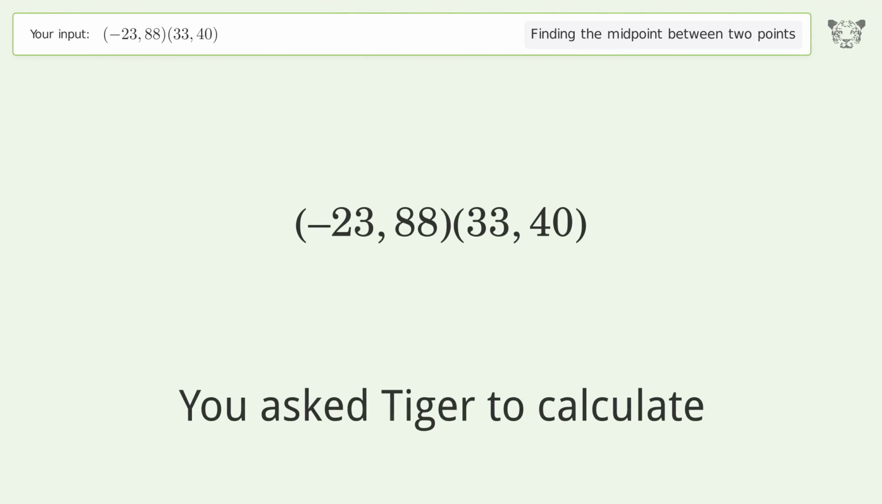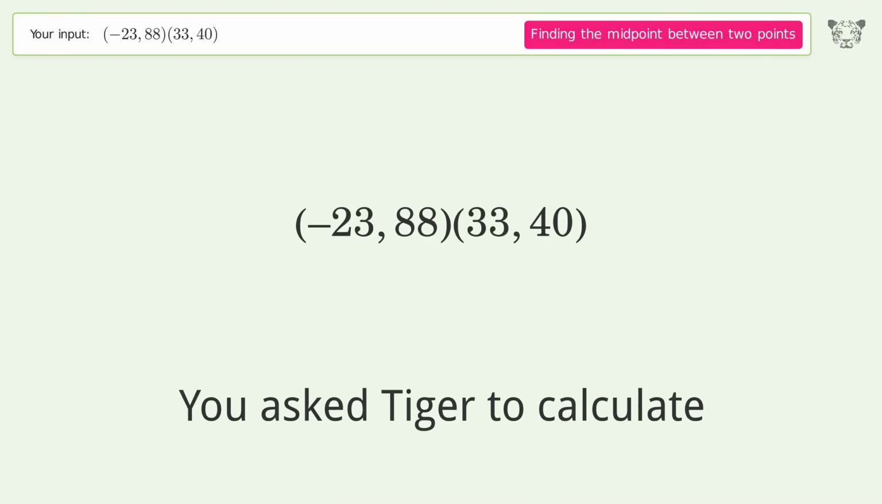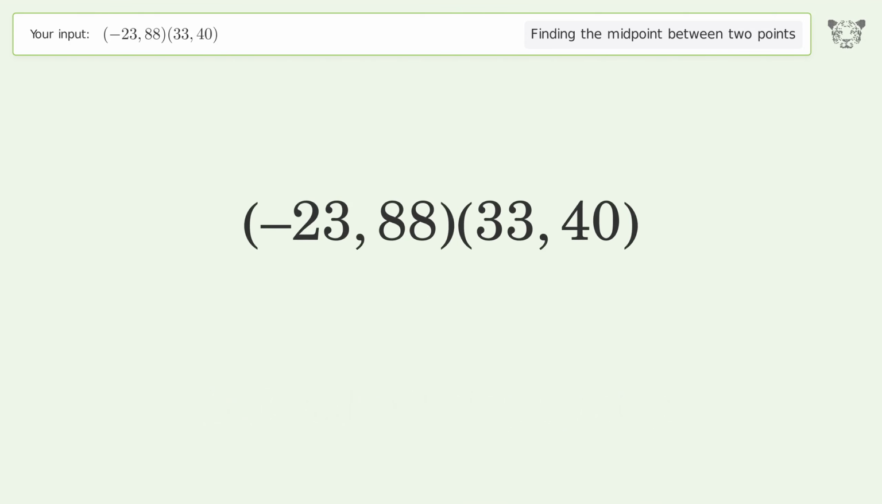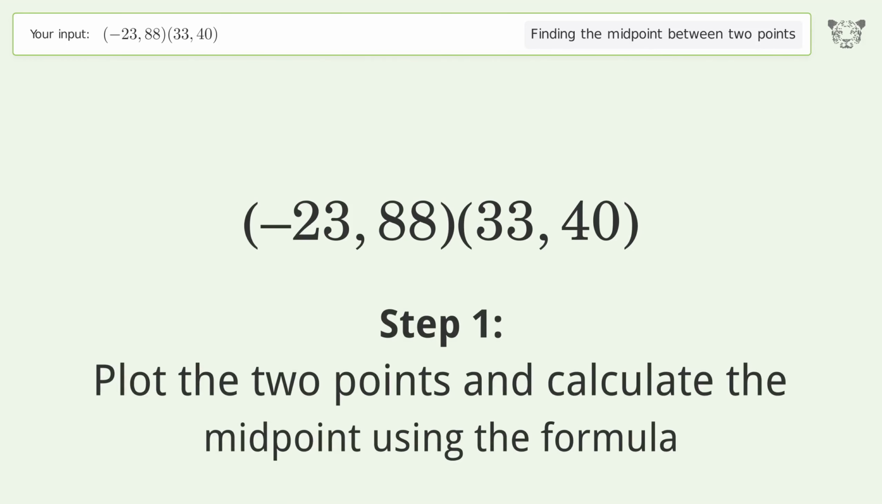You ask Tiger to calculate. This deals with finding the midpoint between 2 points. The midpoint between the 2 points is 5,64. Let's solve it step by step. Plot the 2 points and calculate the midpoint using the formula.